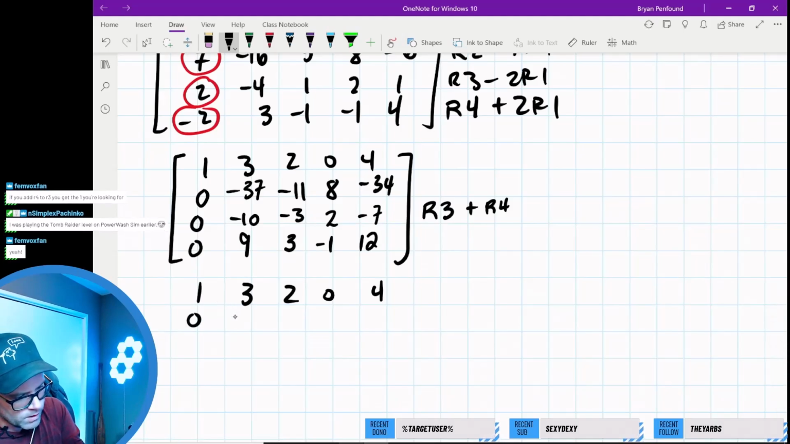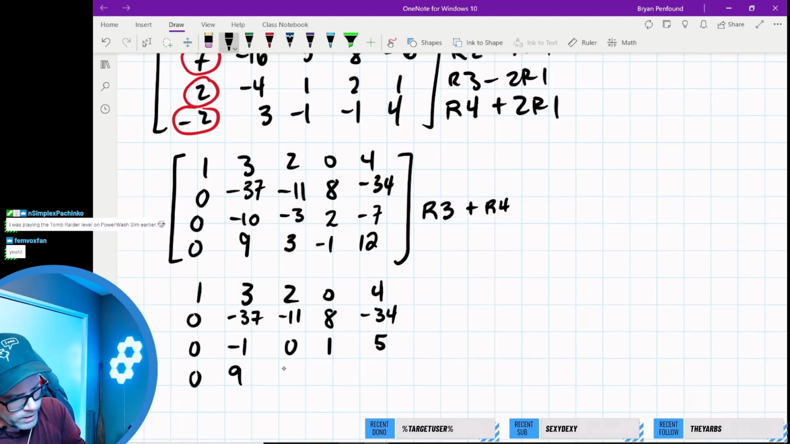So let's keep all of this the same. And let's go 0, -1. We're just going to add these together. So we get -1, 0, 2 take away 1, and then 12 take away 7. So 0, 9, 3, -1, 12.